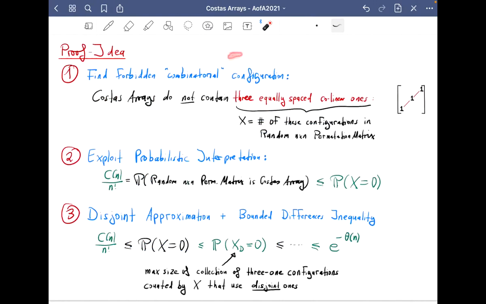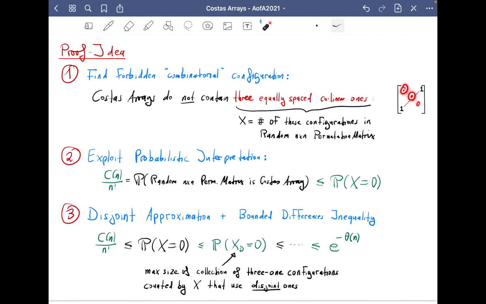So instead, what we're going to observe is that a Costas array can never have such a forbidden configuration. This means that we have these three equally spaced ones which are collinear. Okay, so we have these ones which lie on a diagonal. It could of course also be something like this. But the main point is that having this configuration violates the Costas condition, because this vector and this vector are the same. So if you have a Costas array, it cannot have this kind of configuration.